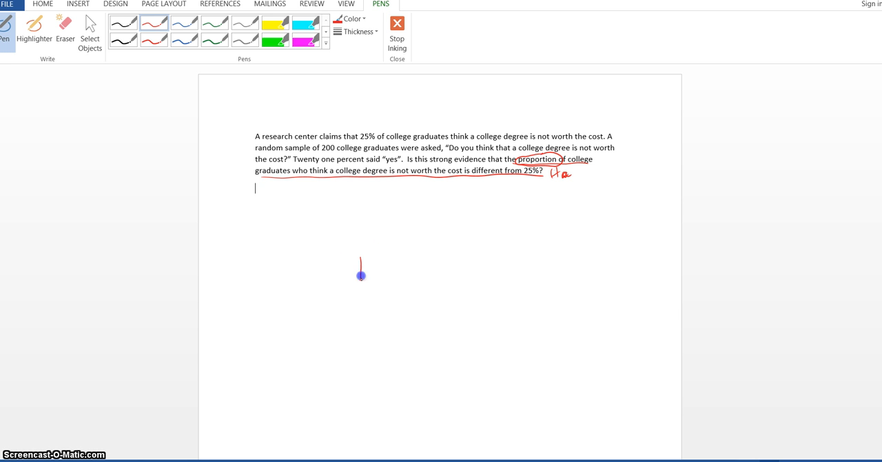So HA, the proportion P of college graduates who think a college degree is not worth the cost is different from 25%. It doesn't say more than 25% or less than 25%, so different from could be either way, so it's not equal to 0.25. And the fact that I have this unequal sign here in my alternative hypothesis tells me right away that I'm going to be doing a two-tailed test this time.